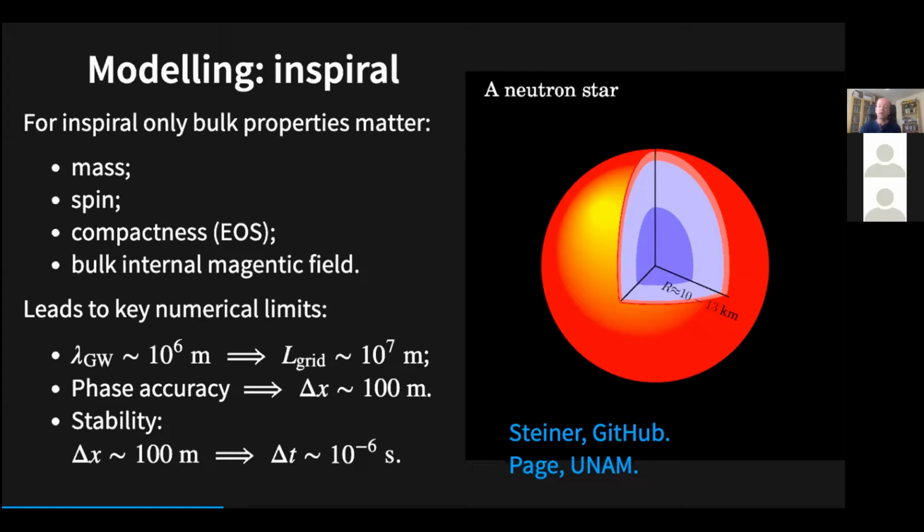And that says if you want to get around 1% accuracy, you need a grid cell size of around 100 meters. So we've got a box which is 10 to the 7 meters to a side. We've got grid cells that are going to be around 10 to the 2 meters. That means in 3 spatial dimensions, we're going to have 10 to the 15 grid cells inside our box. So that's a fairly large number. But the number of grid cells is not our only restriction.